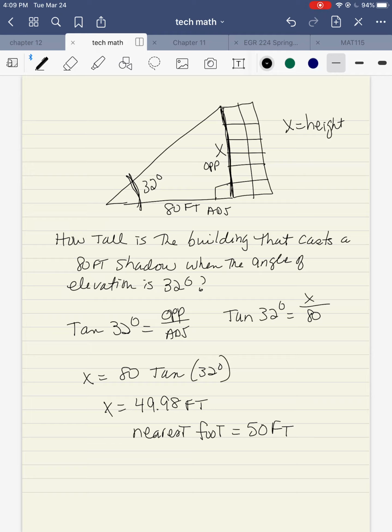So if I'm using adjacent and opposite, that belongs with tangent. So the tangent of 32 degrees is the opposite side over the adjacent. I've labeled my opposite side as x, and my adjacent side is the 80 feet. So the unknown is in the numerator. This becomes a multiplication problem. So x is equal to 80 times the tangent of 32 degrees. So I take the tangent of 32 degrees, multiply it by 80, and I get 49.98 feet. And this particular problem says to round it to the nearest foot, so I would type in 50 feet.